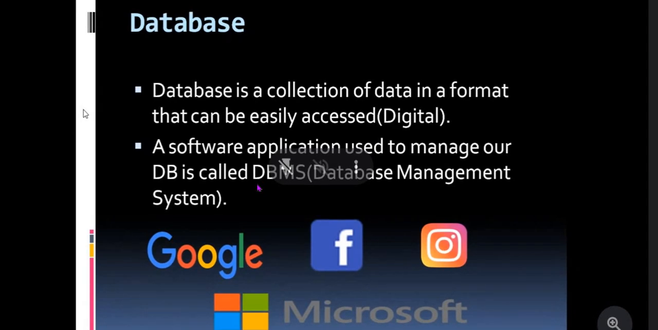For example, for Facebook we have to make an account. In that we have to add email ID, password, and many other information. So we have to share all that data, and we have to store that data. We need a database. A software application used to manage our database is called DBMS. DBMS means database management system. So it is software to manage all the databases. That is, if you want to add new data, delete old data, or search any data, we use DBMS.